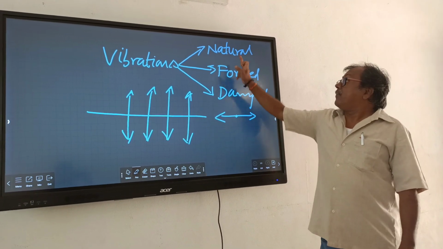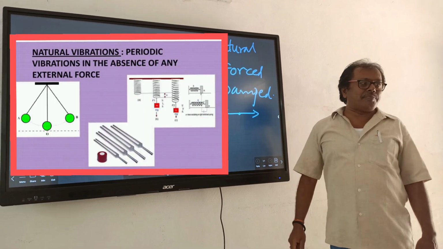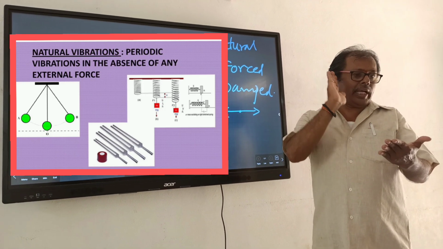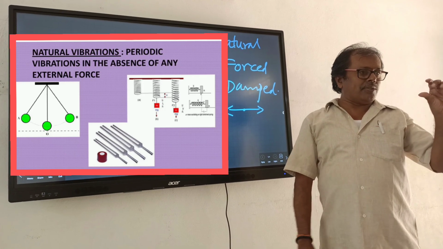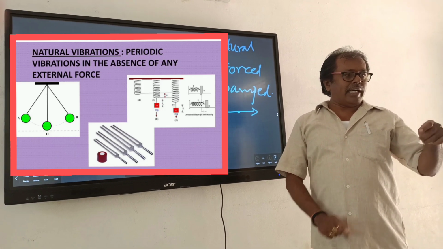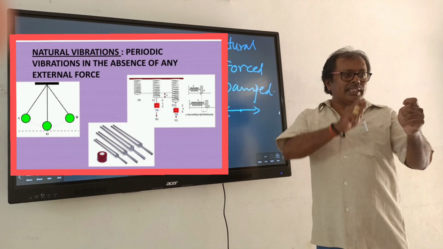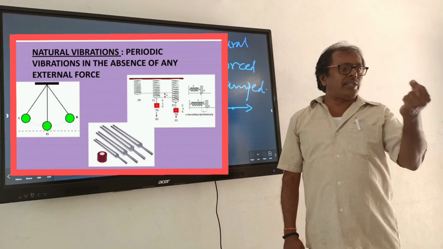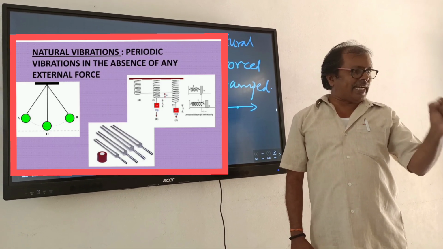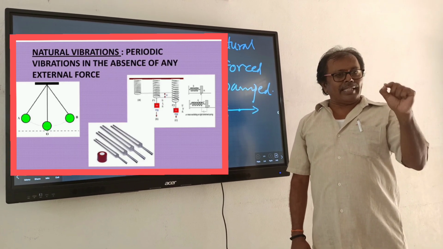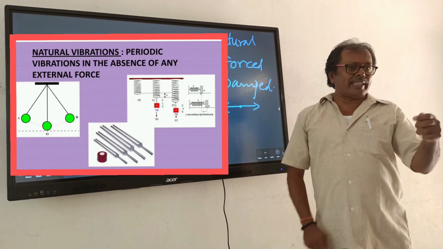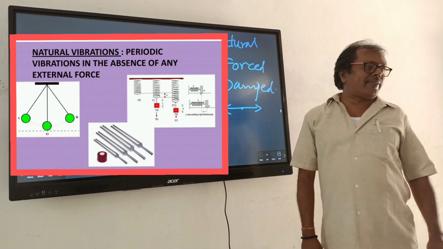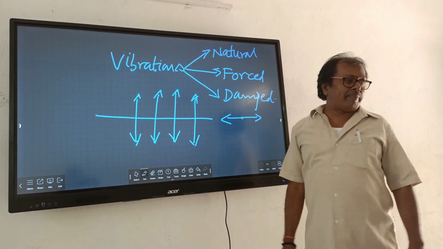If a body vibrates with its own natural frequency, it is called a natural vibration. For example, if you strike a bell like this, or play a flute, or have you ever seen a tuning fork? Just strike the tuning fork with a rubber hammer, it begins to vibrate. Generally, on a tuning fork, it is written 256 Hz, 512 Hz, like this. That means it is its own natural frequency. Once you strike the tuning fork with a rubber hammer, it begins to vibrate with its own natural frequency. Such a vibration is called natural vibration.